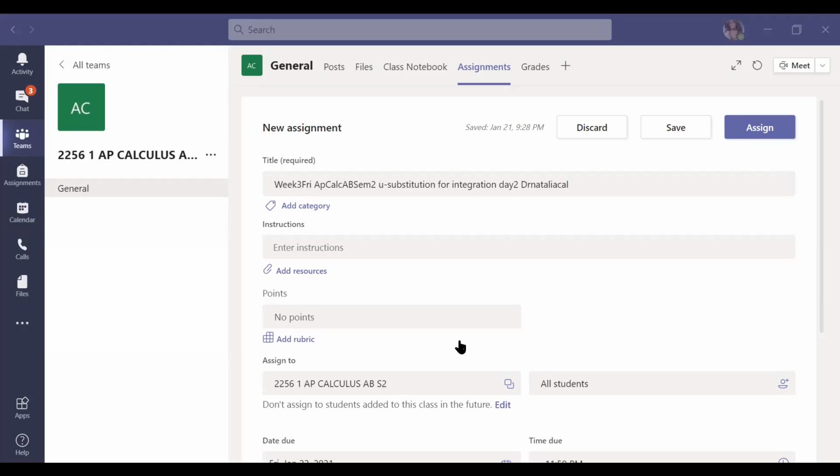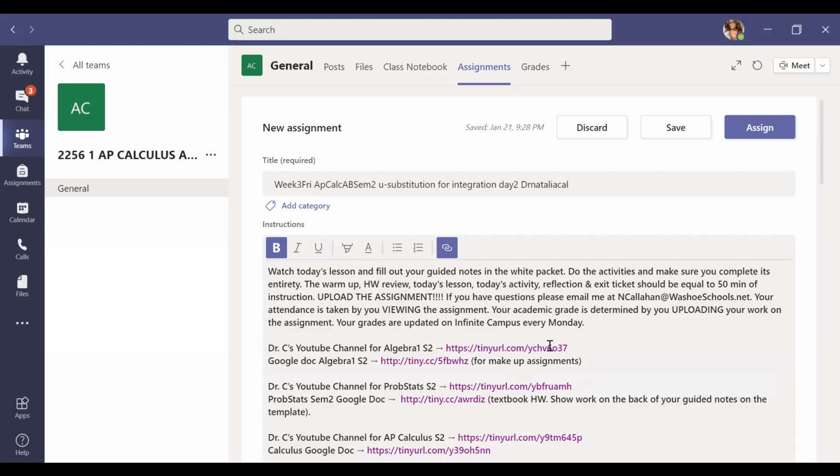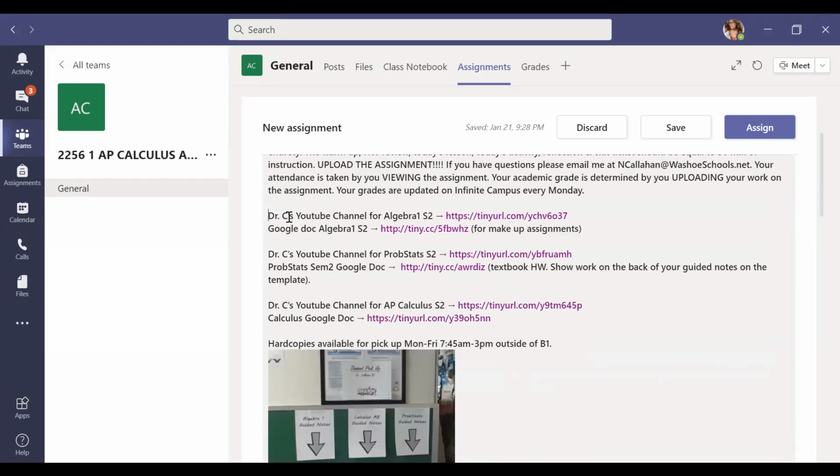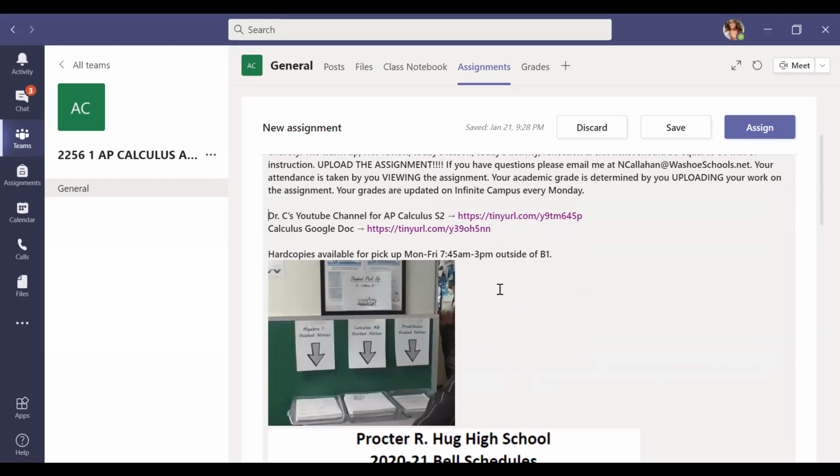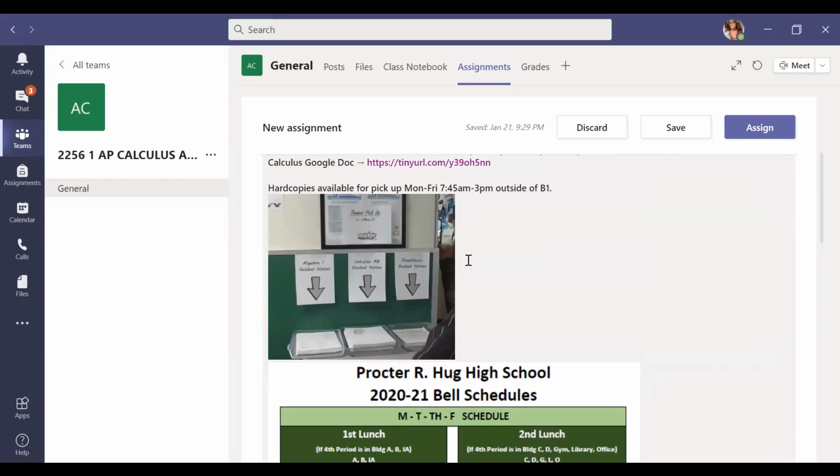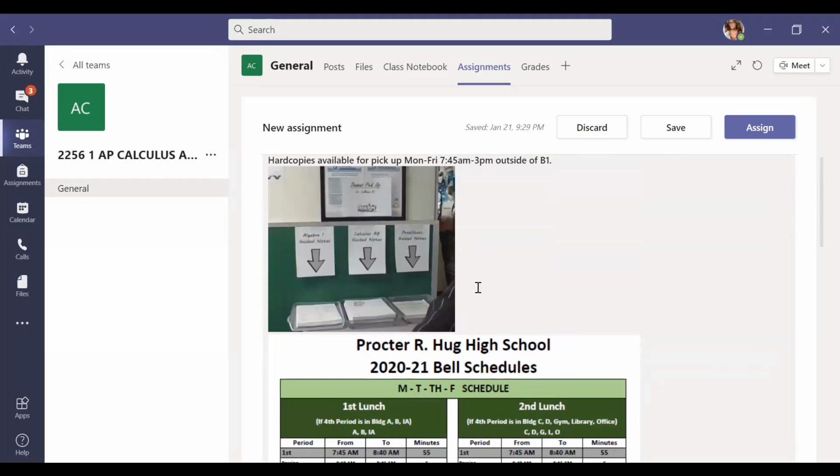The instructions today are to simply watch the video, view the assignment, and upload your work. Keep in mind that it is equivalent to 50 minutes of instruction. The 2 links you need today are the following 2: one for the Google Doc, and one for your YouTube channel for AP Calculus. And of course, you have hard copies that you can always pick up outside my door.